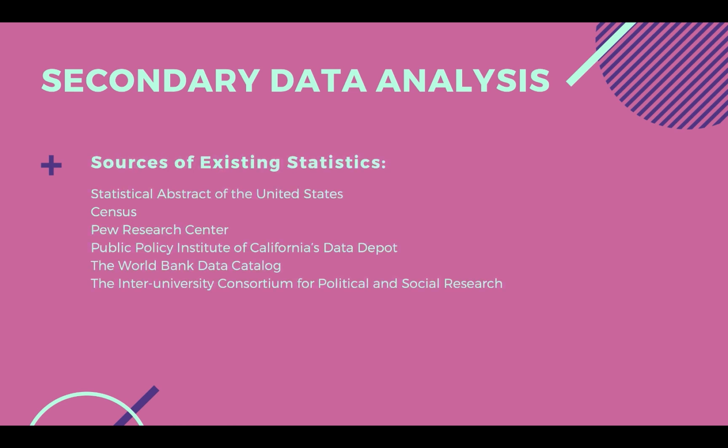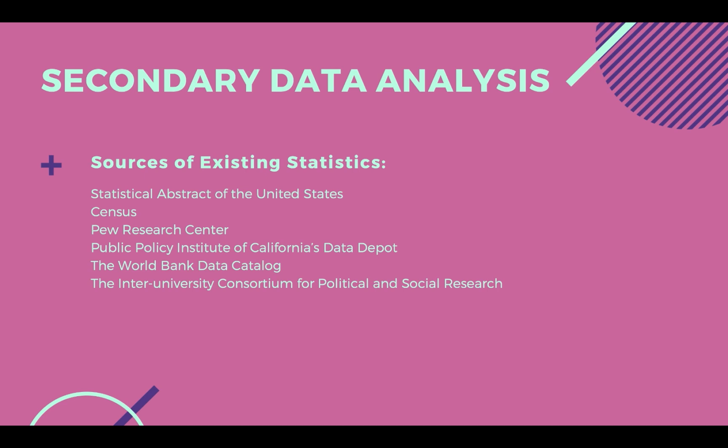Here I've also included some sources of existing statistics or secondary data. We have the Statistical Abstract of the United States. I don't know if that's still used anymore, but it's good to throw that in there. Oftentimes we're working with census data, which is population level. Every few years they do a smaller version of the census, which is called the American Community Survey, or ACS. We have Pew that does polling, Public Policy Institute of California. They have a data depot, so you can go and download data from there.